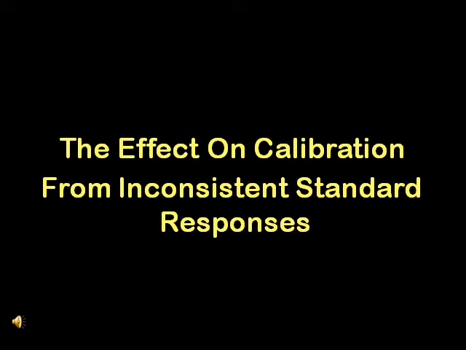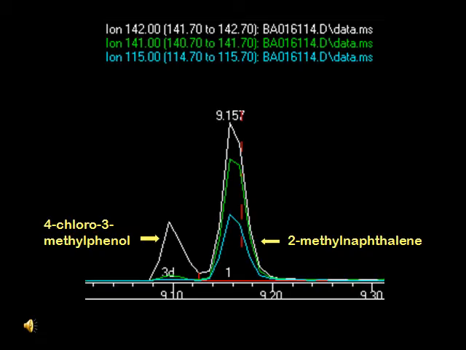Both types of inconsistent standard responses will be demonstrated with real data collected from inspections. In this example, the analyst was measuring 2-methyl-naphthalene by EPA method 8270. The analyte's primary quantitation ion, however, is shared by a neighboring analyte, 4-chloro-3-methylphenol.